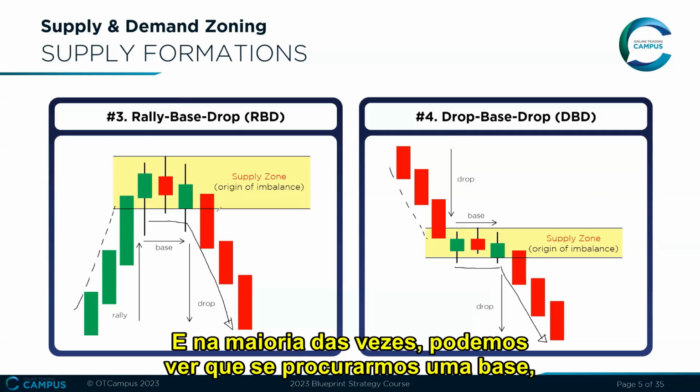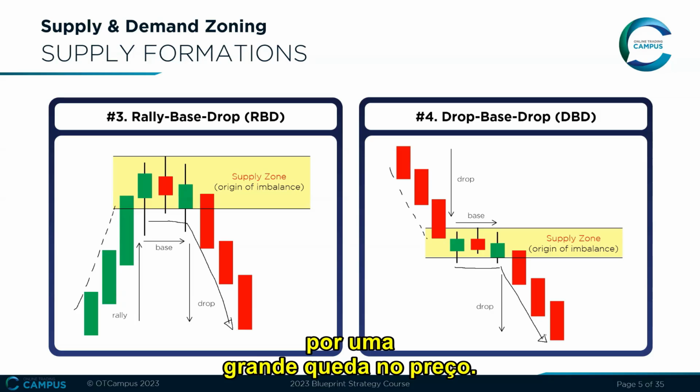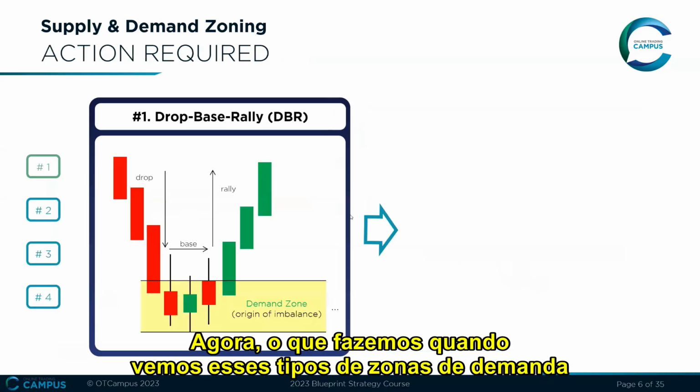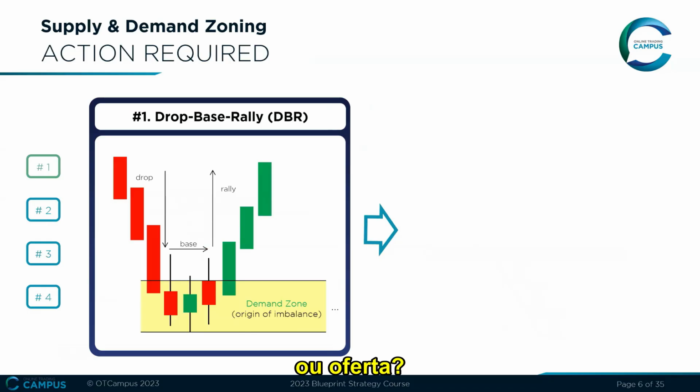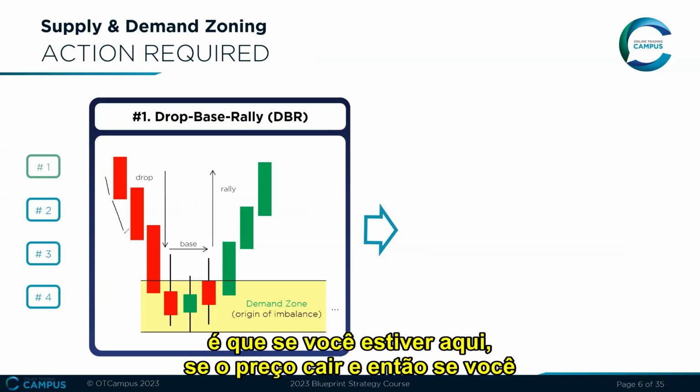And most of the time, we can see that if we look for a base followed by a large decline in price, a base followed by a large decline in price. Now, what do we do when we see those kinds of demand or supply zones?